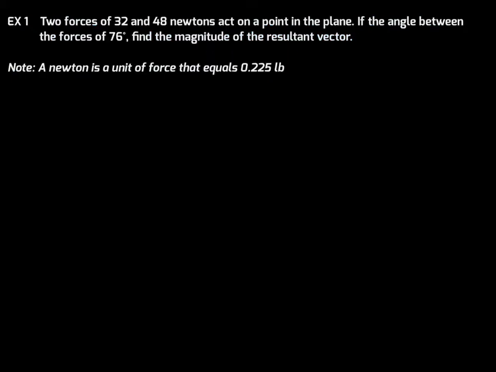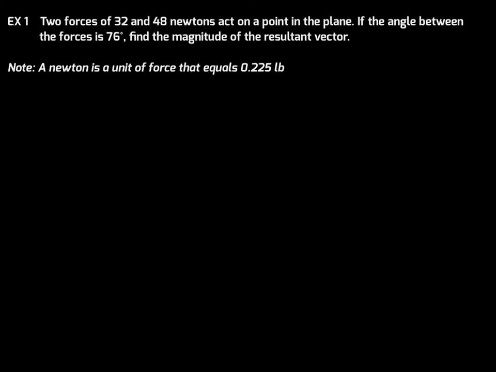All right, look at our first problem. Two forces of 32 and 48 newtons act on a point in the plane. If the angle between the forces is 76 degrees, find the magnitude of the resultant vector. Okay? All right, ladies and gentlemen, when they say find the magnitude of the resultant vector, magnitude means the length. Find the length of the resultant vector.